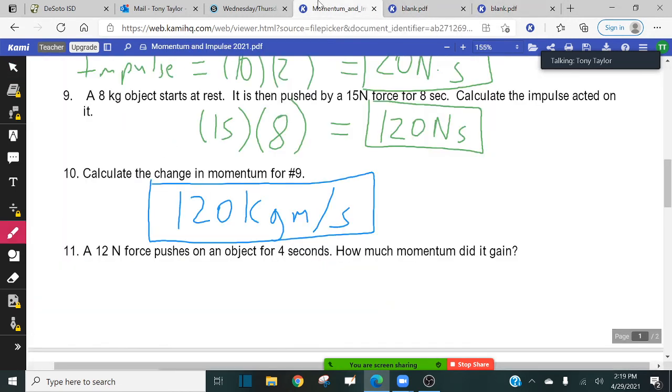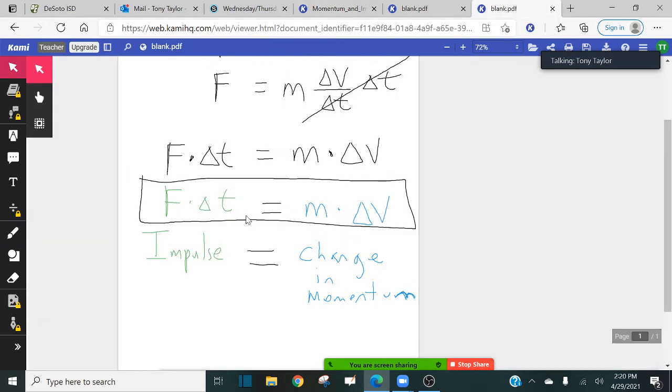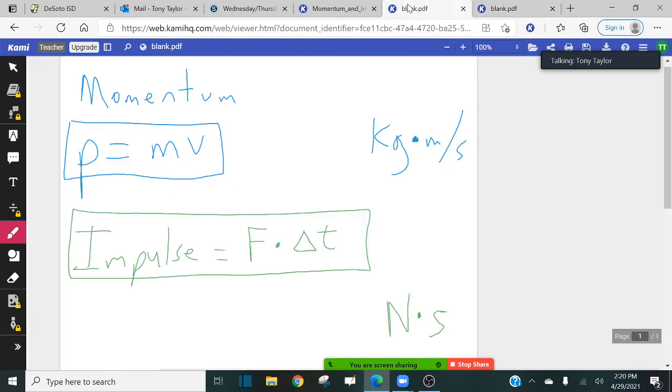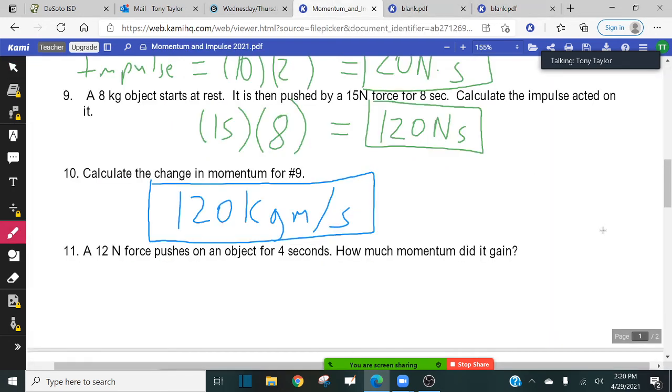However, look at what they give us. They don't give us mass, neither do they give us any velocity values. They only give us force and time. So they only give us enough information to calculate impulse. Right? So impulse is force multiplied by time. So if I take 12 and multiply it by 4, what I get is 48 Newton seconds.